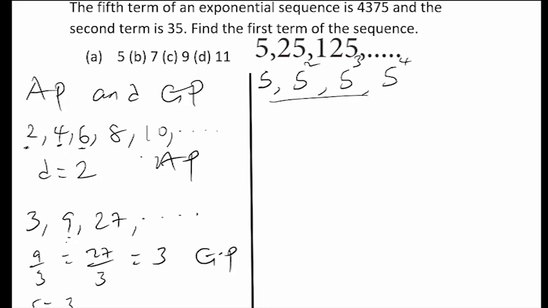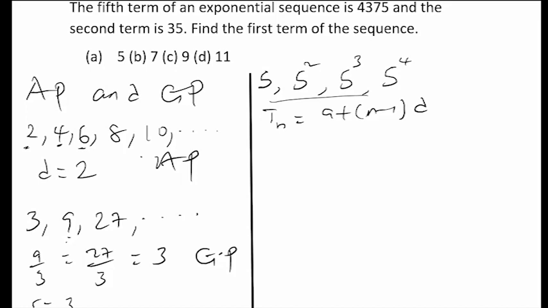Now, for arithmetic progression, the nth term is denoted as a plus (n minus 1) d, where a is the first term, n is the number of terms, and d is the common difference. For geometric progression, the nth term is a r to the power n minus 1, where r is the common ratio.